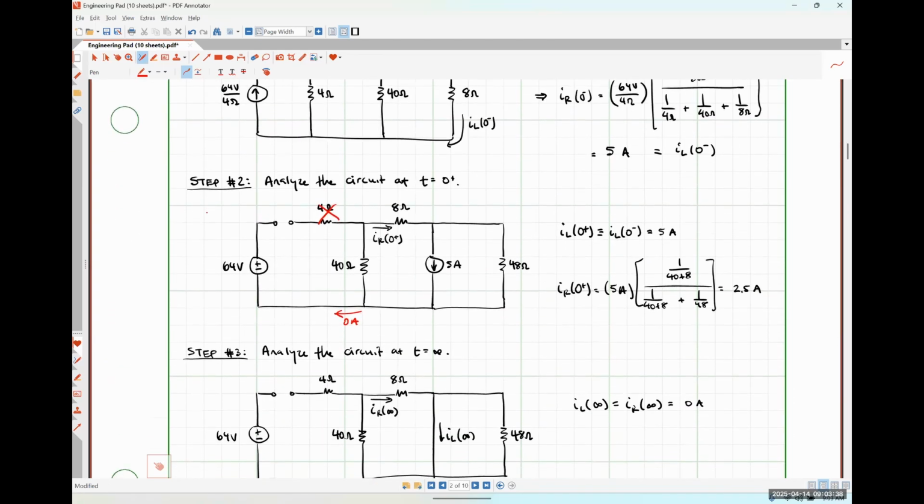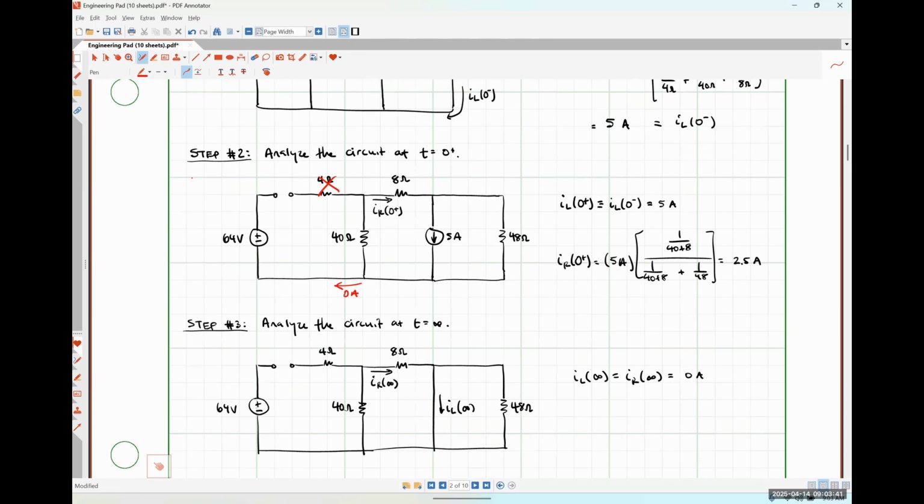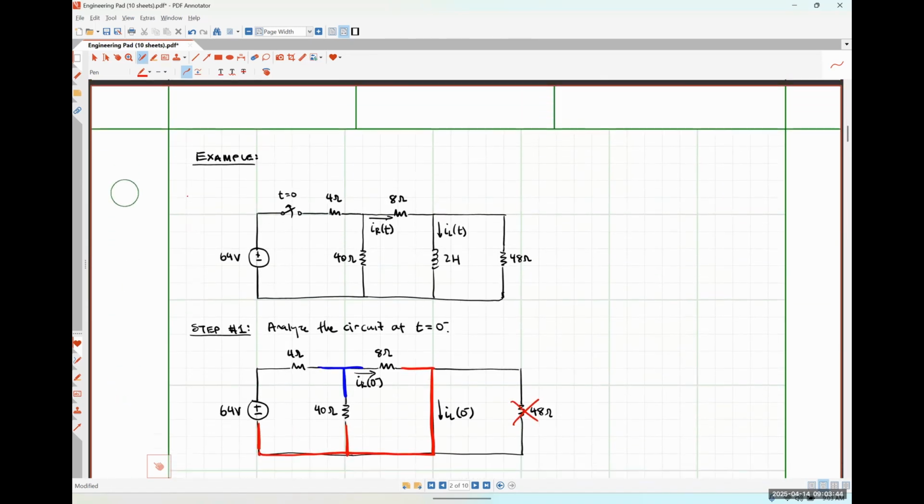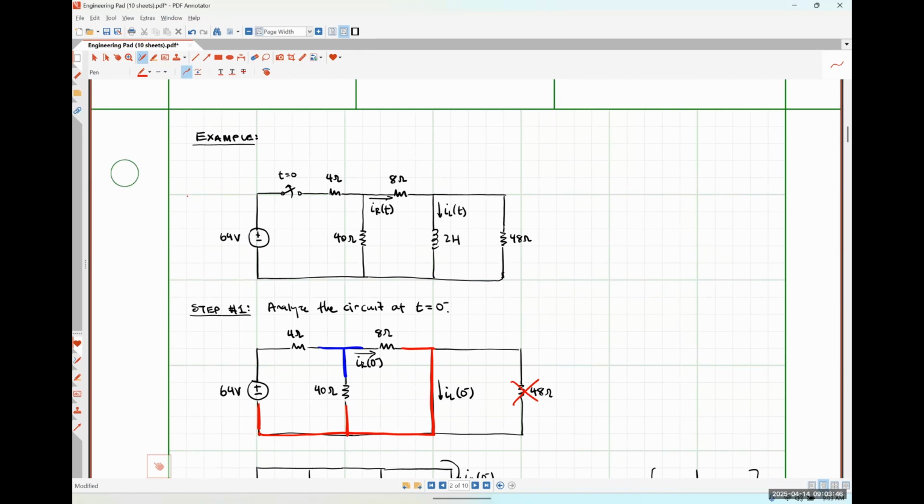If we look at this circuit right here, let's go back to the beginning. When that switch opens, we know that whatever inductor current is flowing down through that 2 Henry inductor is going to split. Part of it's going to flow to the right and up through the 48 ohm resistor. Part of it's going to flow to the left and up through the 40 ohm resistor and then the 8 ohm resistor in series. Nothing's going to flow through the 4 ohm resistor because it's connected to an open circuit. No current's going to flow through that 64 volt source because it's connected to an open circuit, right? So we have a very good understanding of what's going on with all of our currents.